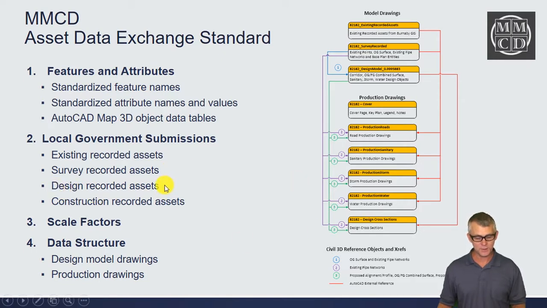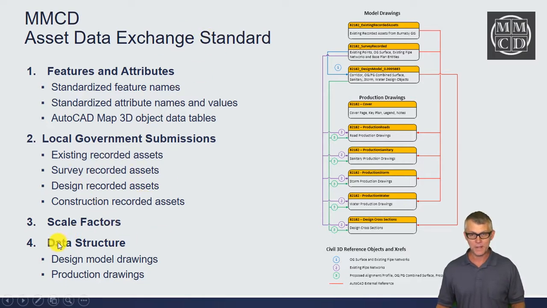Design recorded assets. There's a need to get the data on the books, so to say, at the IFT, issued for tender, stage of a project. Then that drawing, the design model drawing, would be copied to construction recorded assets, which is updated to reflect as-constructed conditions. As I mentioned earlier, we need to consider scale factors once again, because construction is based on ground level coordinates, and local governments want to store information that is coordinated to a UTM or a grid zone.